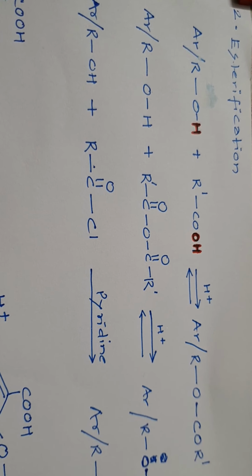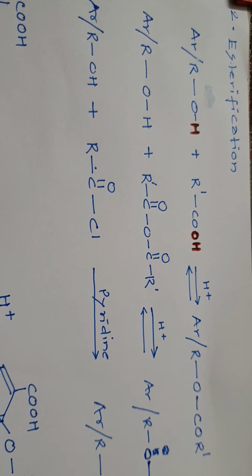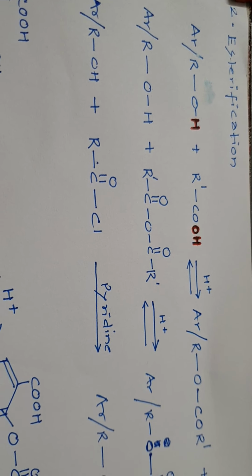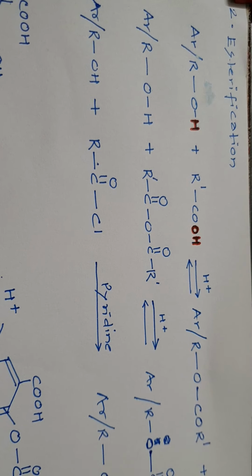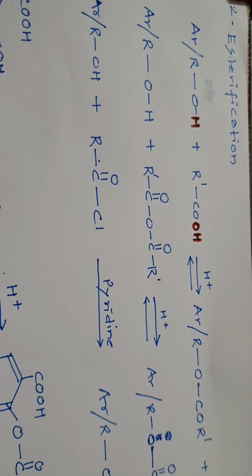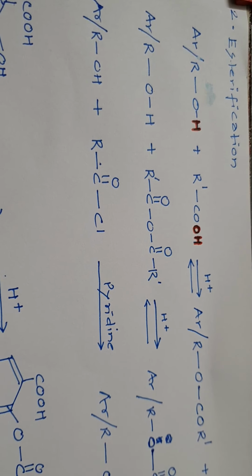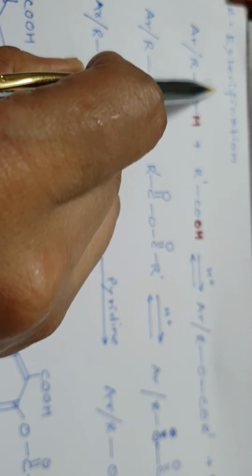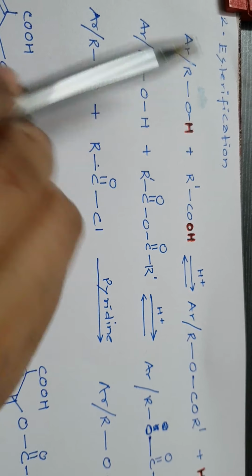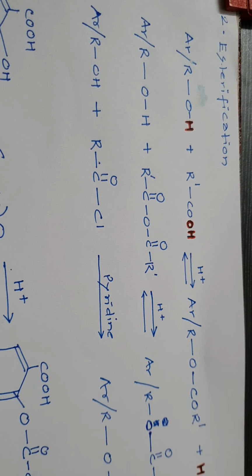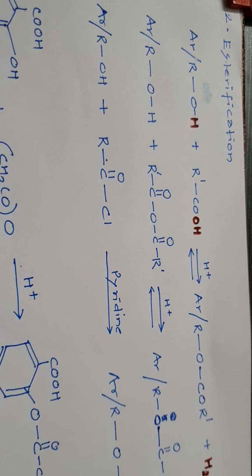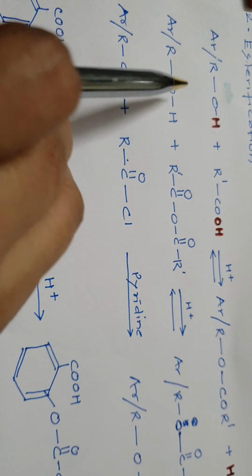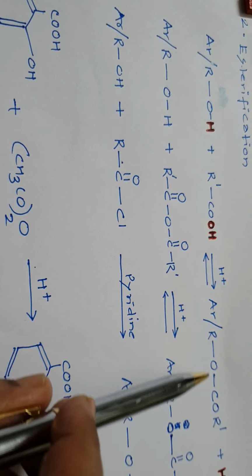Here we study the second set of chemical reactions of alcohols and that of phenols, and that is esterification. As the name suggests, in this reaction we go for the formation of ester. So esterification is done over here. Let us see how we proceed with the esterification and how our alcohol is going to form an ester.